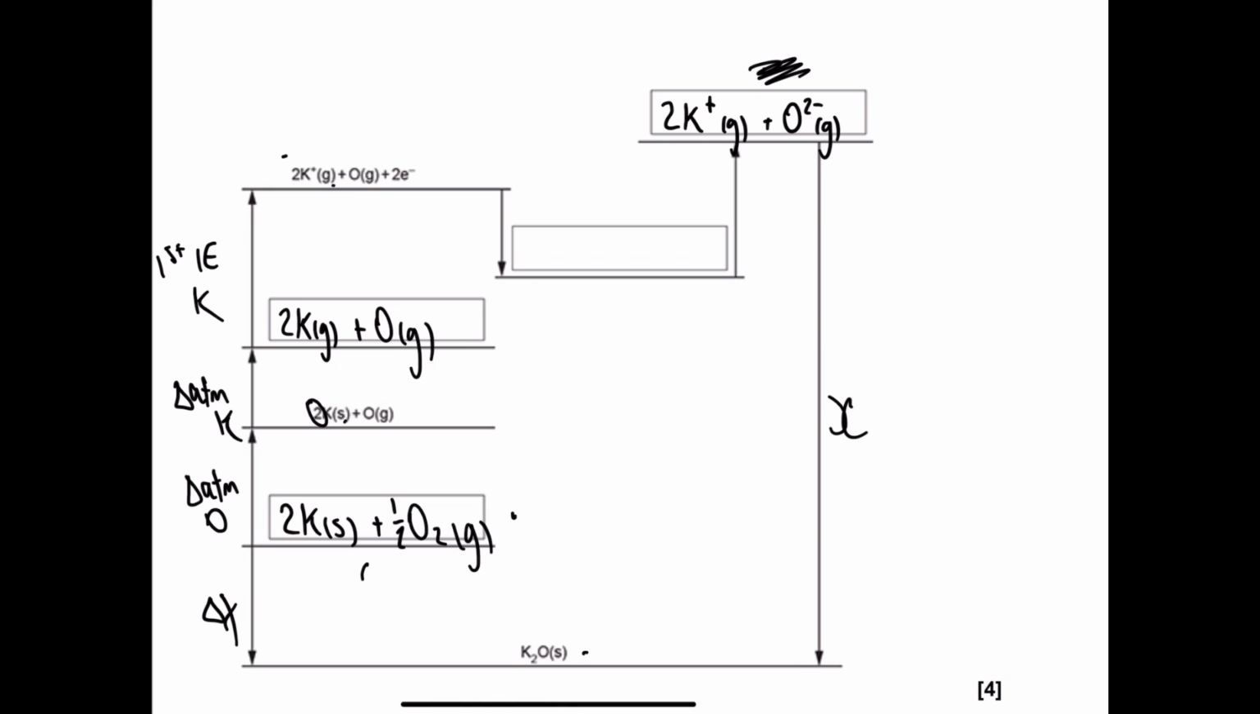And we know that we're forming an O2- ion, which means our final gap here is going to be the electron affinity of oxygen, the first electron affinity, because this here will be the second electron affinity. So we're going 2K+, which will be unchanged, plus O-. What we're doing here is we're absorbing 1 of these electrons. So we're still going to have 1 left over, which will be used up here. And there we go. There's your 4 marks.